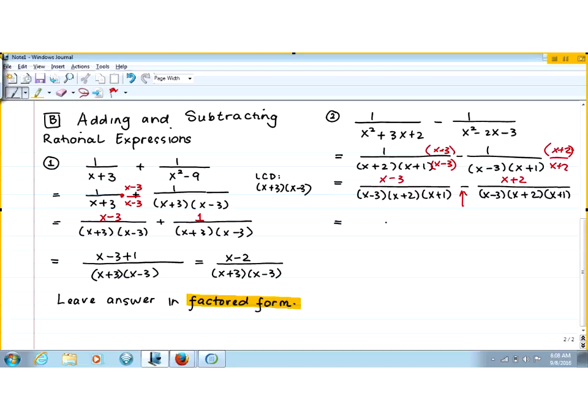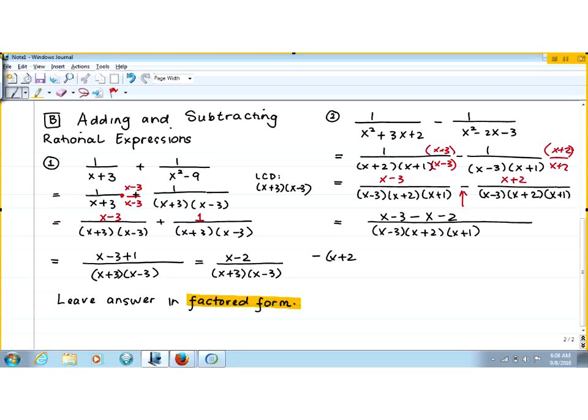All right. So now, combine like terms. We have the same denominator. We could combine like terms. X minus 3, x plus 2 times x plus 1. What about the numerator? X minus 3 minus x minus 2. So you have to distribute the negative.